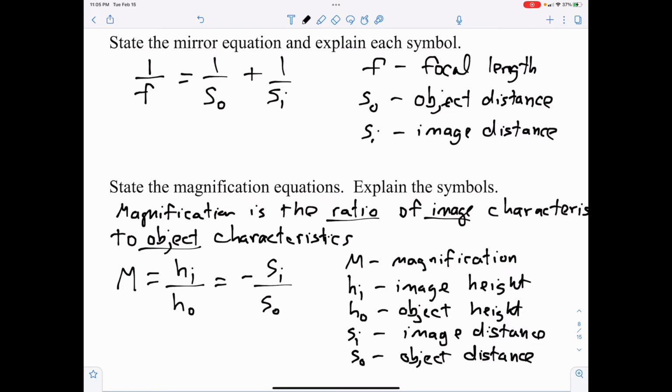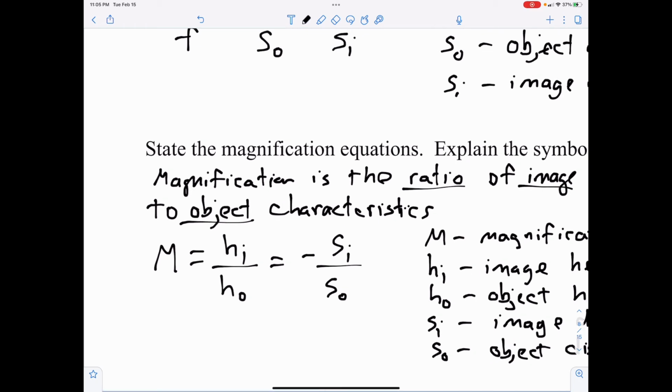Now, why the negative in here? Well, here's why. If we have an image distance that ends up being positive, if SI is positive, that means it is a real image, and real images form in front of the mirror, which means you'd have a positive SI times that negative is negative divided by a positive value. You're going to get a negative magnification, meaning you're going to get an inverted image. So a negative magnification means inverted image.